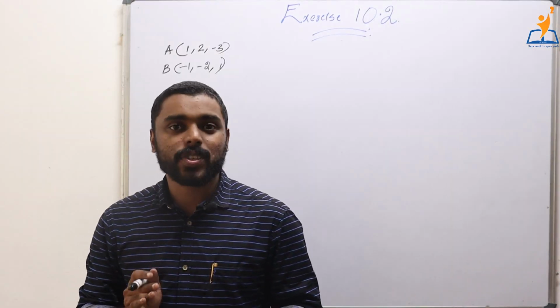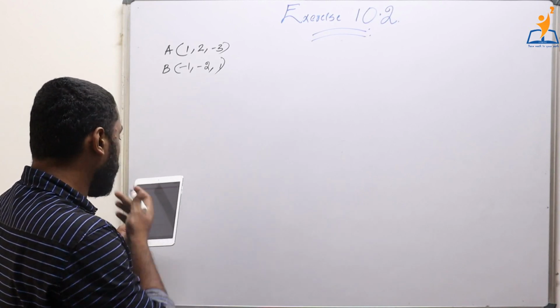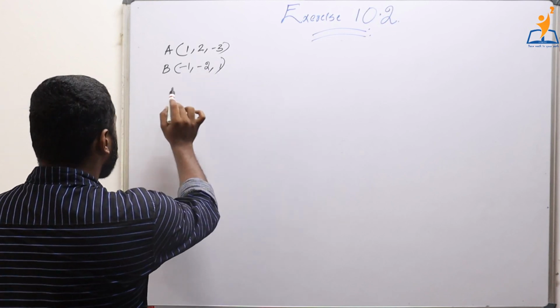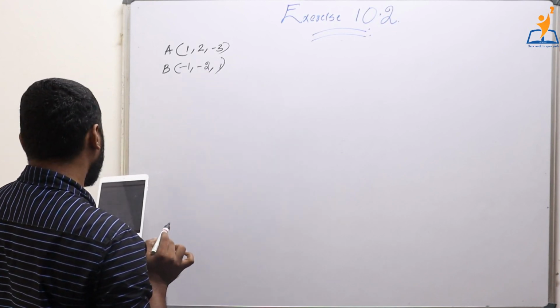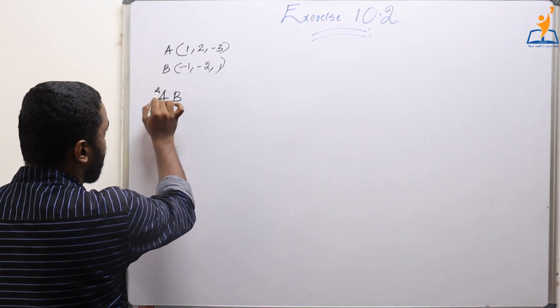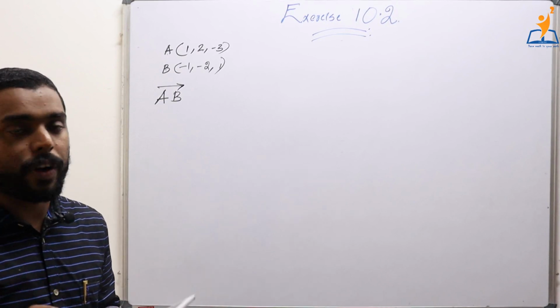The next question is question number 13. Find the direction cosines of the vector joining the points A equal to (1, 2, -3) and B equal to (-1, -2, 1), directed from A to B, which means our vector is nothing but AB, directed from A to B. So first of all, we have to find the vector form.